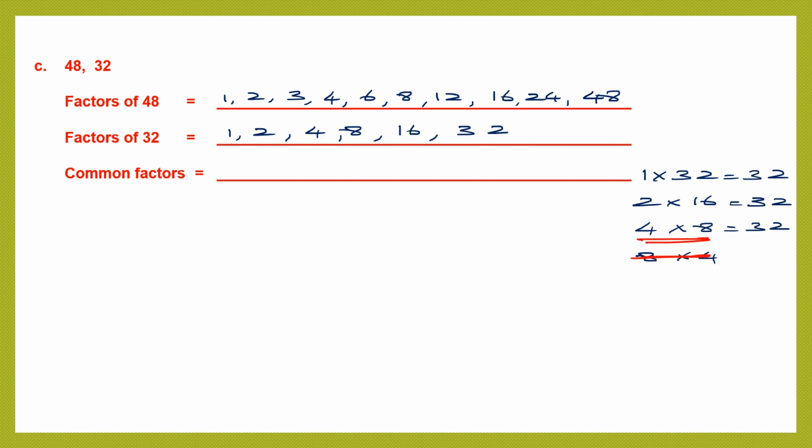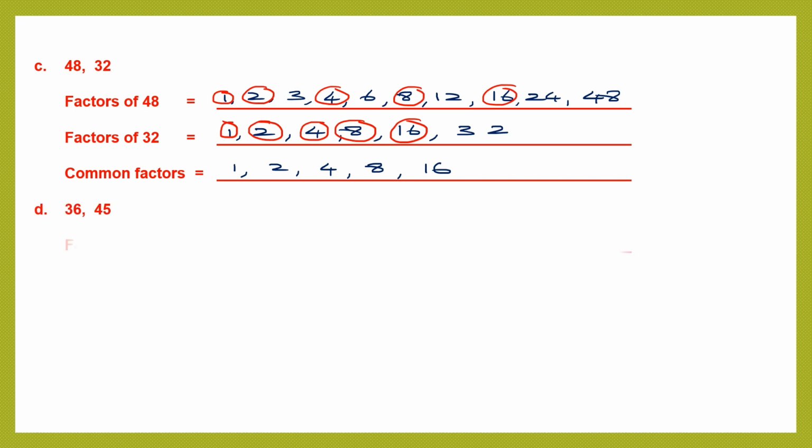Now the common factors, let's see what's common. 1, then we have 2, that's common. Then we have 4, that's common. We have 8, we have 16. We have so many numbers common. So let's write that. 1, 2, 4, 8 and 16. These are the common factors.